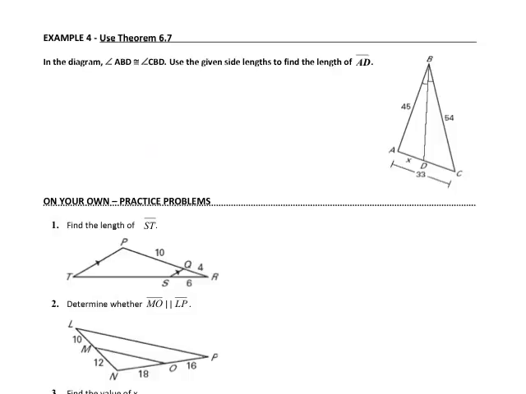All right, we're on the back side of our paper. We're going to take a look at example 4. It's asking us to use Theorem 6.7, and I'll remind you that Theorem 6.7 says if a ray bisects an angle of a triangle, then it divides the opposite side into segments whose lengths are proportional to the lengths of the other two sides. So just a reminder, this is a side of a triangle.